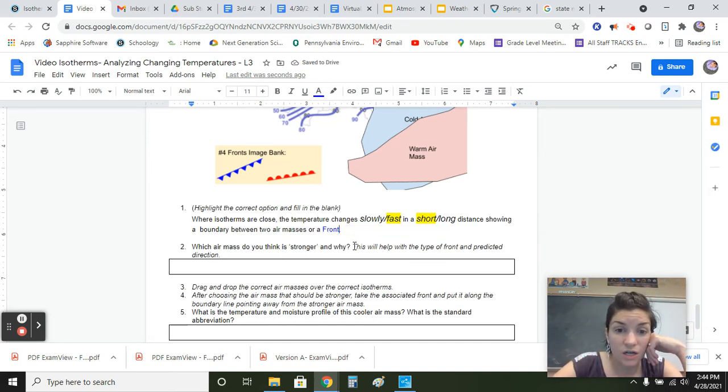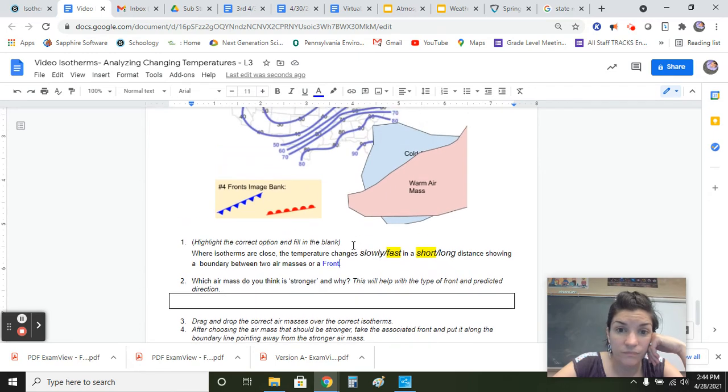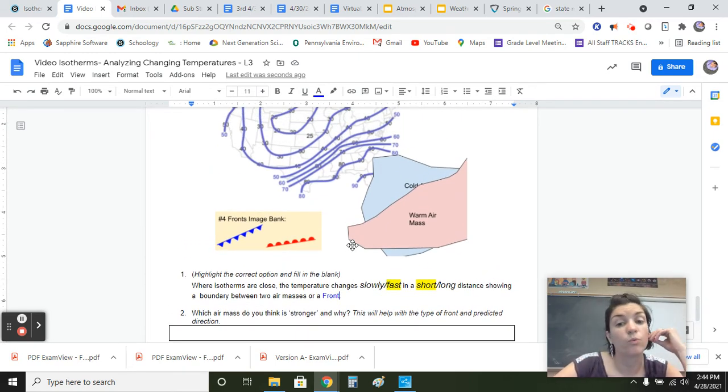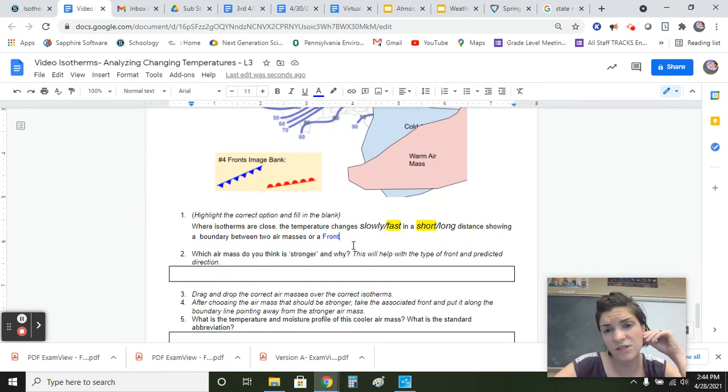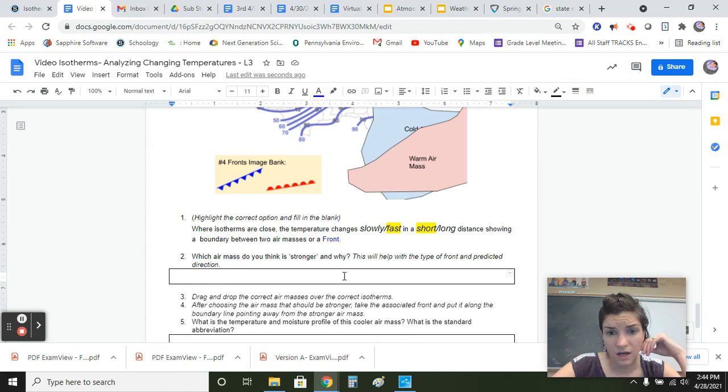Which air mass do you think is stronger and why? Would cold air be stronger or would warm air be stronger? Because cold air is denser, it will typically win out and push into warmer air. Warm air is just going to be easily displaced, whereas cold air actually rolls across the ground. So cold air is denser, so it isn't displaced or moved very easily.